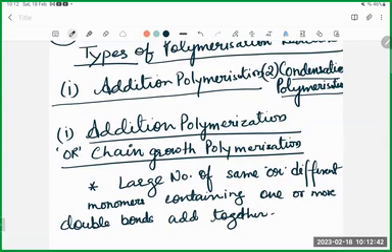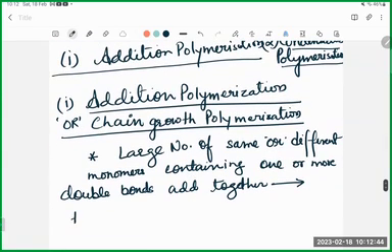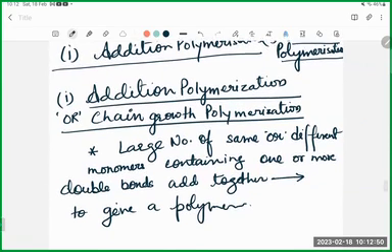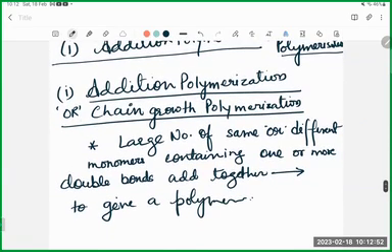And what do they give? A polymer. This is all we are going to do. So what do you call this whole process? Addition polymerization. And let me write, it follows one mechanism. What is that mechanism called? I have given the clue: free radical mechanism.